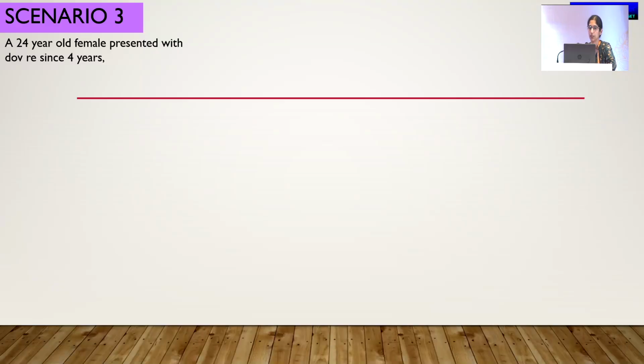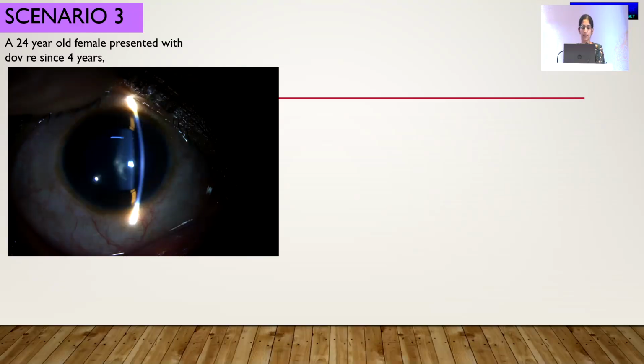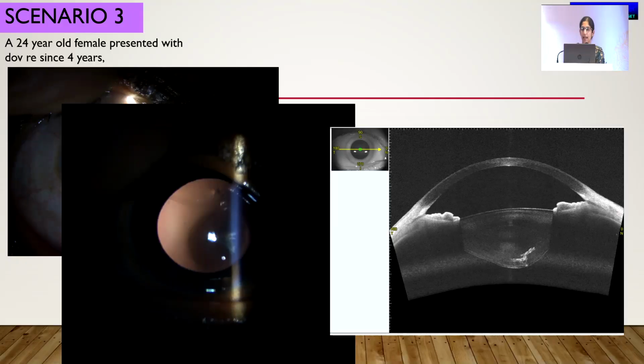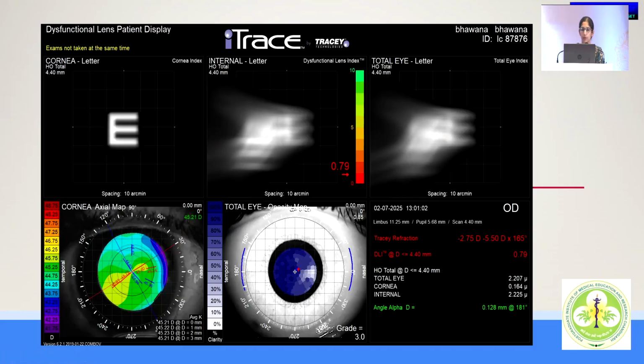Coming to scenario 3, a 24-year-old female patient presented with diminution of vision in the right eye since 4 years. As we can see in the anterior segment picture, there's a slight bulge in the posterior capsule, which we can very nicely see in the retroillumination picture. This is an oil droplet reflex. And in the anterior segment OCT, we can see a nice bulge in the posterior capsule, suggestive of posterior lenticonus.